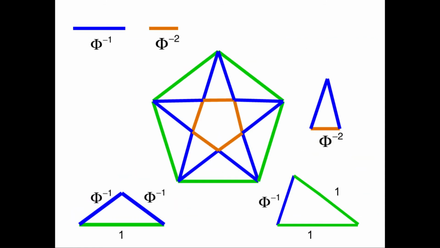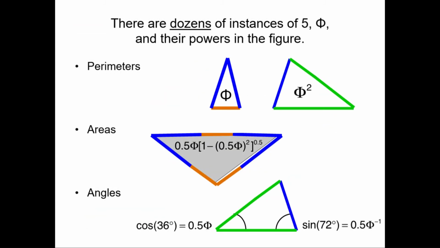When you go into the smaller segments, they become reciprocals of phi and phi squared. When you calculate perimeters, you get 5 and areas and angles. They all come out to 5 and phi in various combinations. So the details are in my paper in the gift exchange.